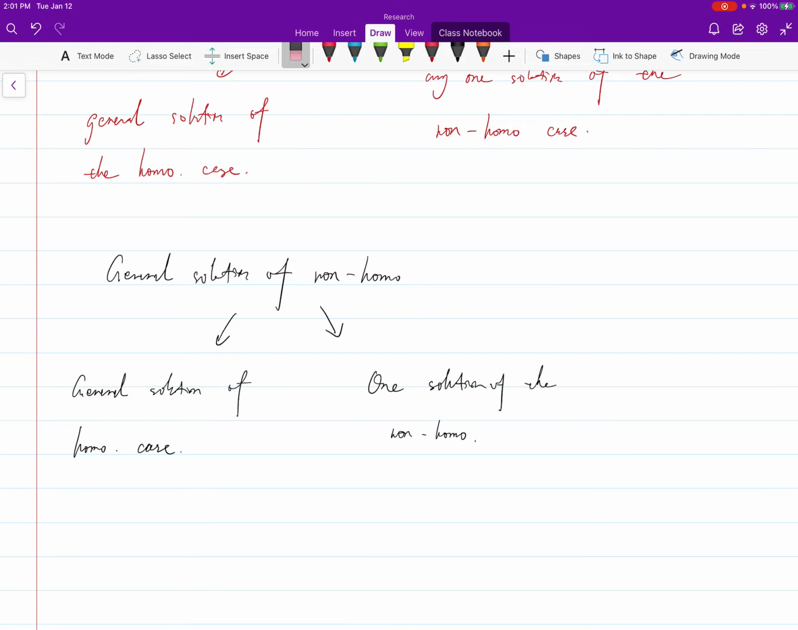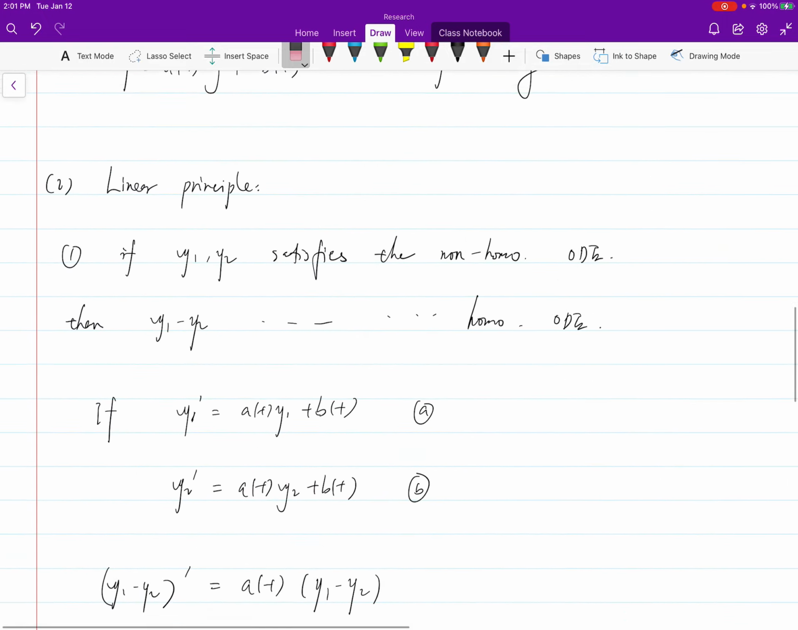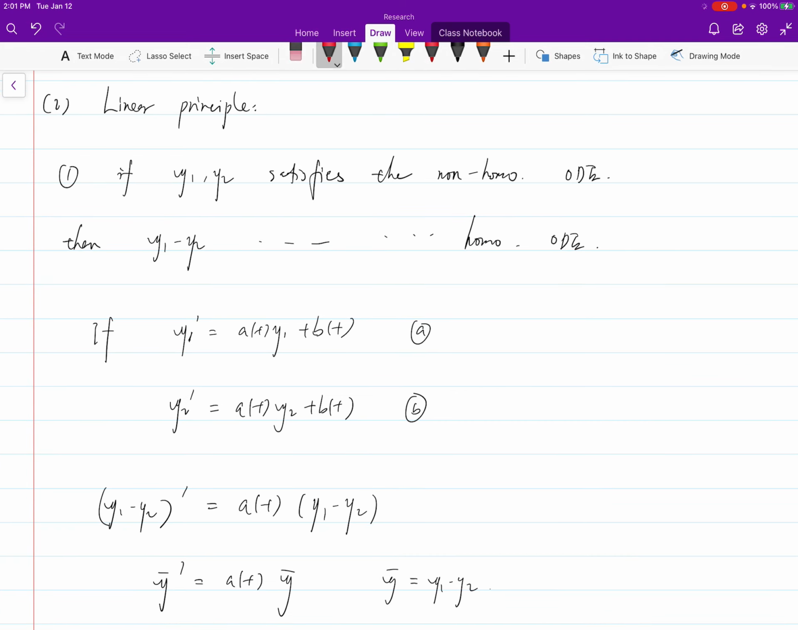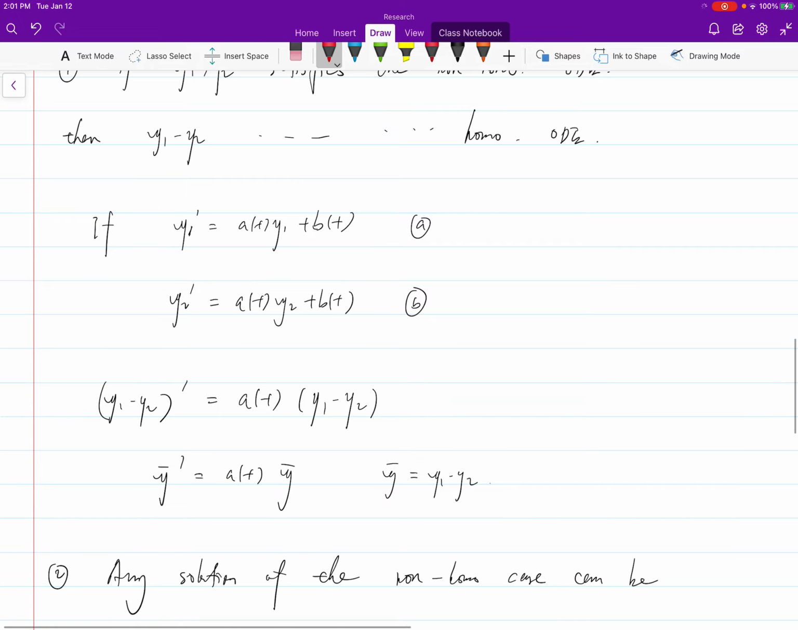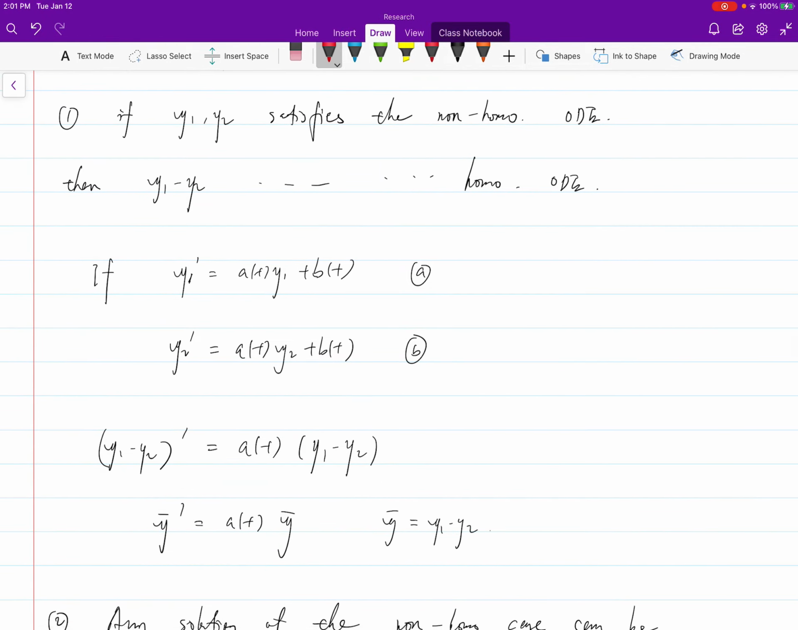That's why we're using the linear principle, and all that thanks to if we take A minus B, we will have the difference satisfying the homogeneous equation. This only works for linear.